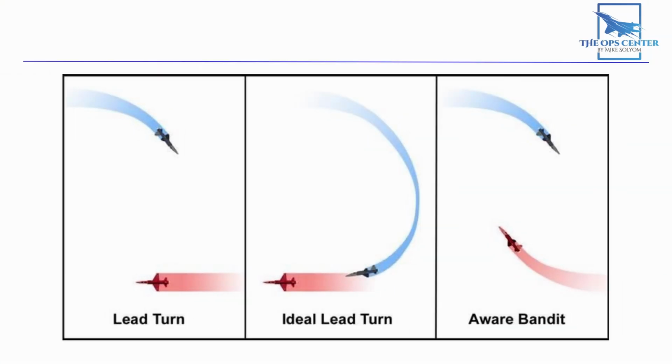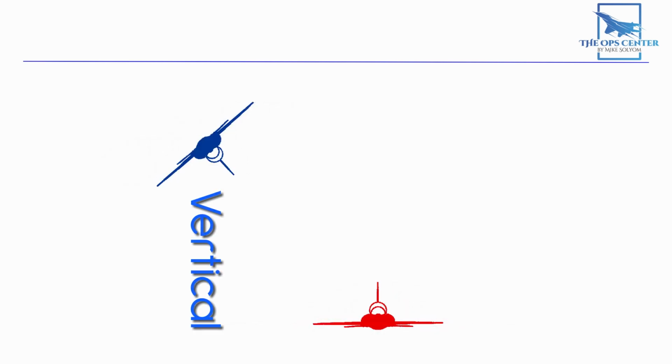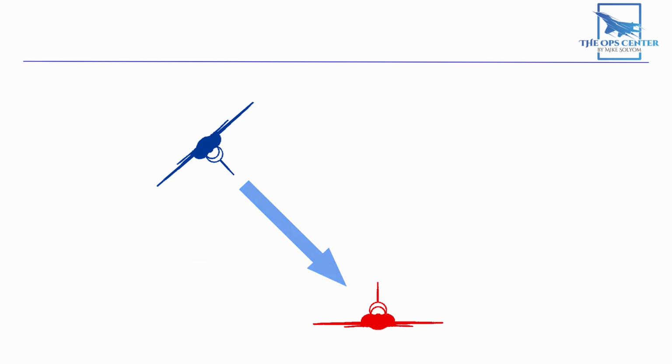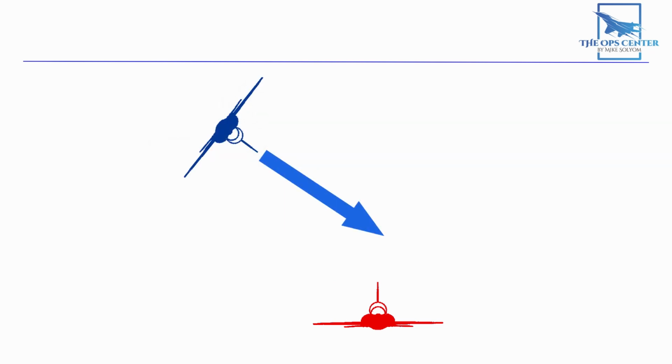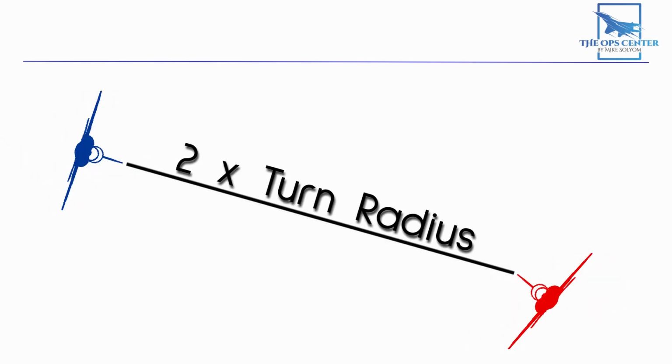In these images, we see our lead turn depicted in 2 dimensions. But high aspect BFM happens in 3 dimensions. So you should set up enough turning room both vertically and laterally in your approach to the merge. Then all you have to do is place your plane of motion on the bandit. This typically means your lift vector will be slightly above the bandit. That's it.